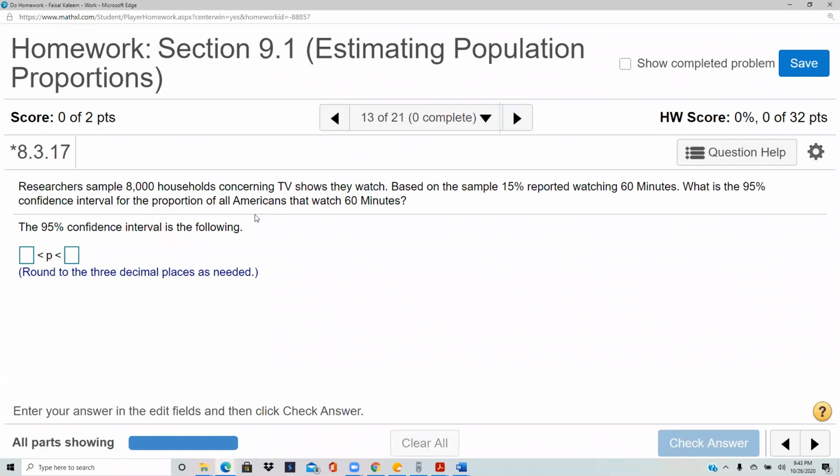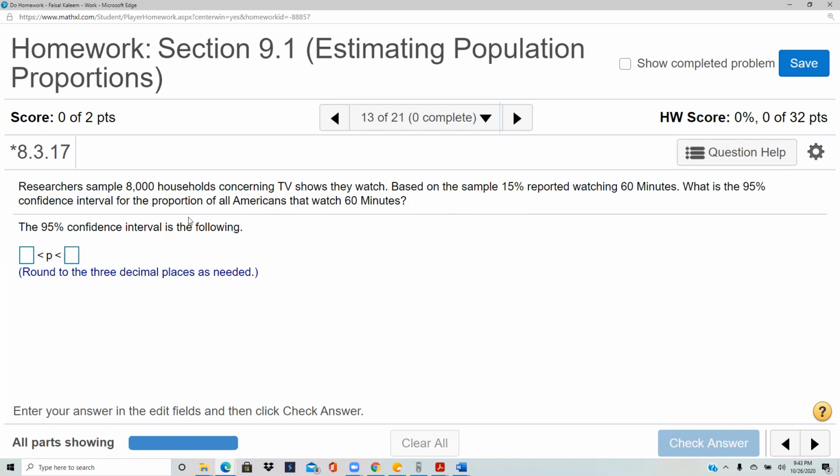Researchers sample 8,000 households concerning TV shows they watch. Based on the sample, 15% reported watching 60 Minutes. So 60 Minutes is the name of a show. What is the 95% confidence interval for the proportion of all Americans that watch 60 Minutes?